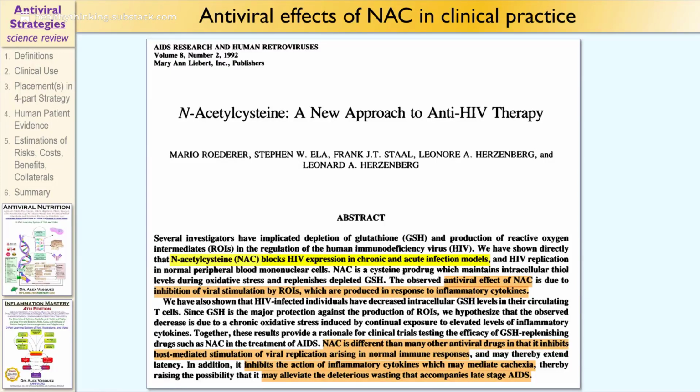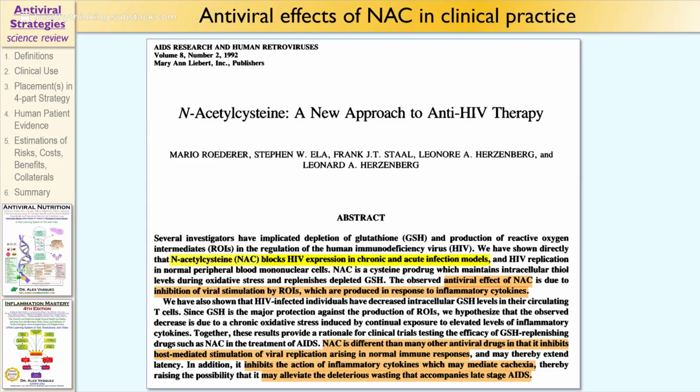N-acetylcysteine, or NAC, or acetylcysteine blocks HIV expression in chronic and acute infection models. They observed an antiviral effect of NAC, which they stated is due to the inhibition of viral stimulation of reactive oxygen species, which are produced in response to inflammatory cytokines. And note what they say toward the bottom of this page.